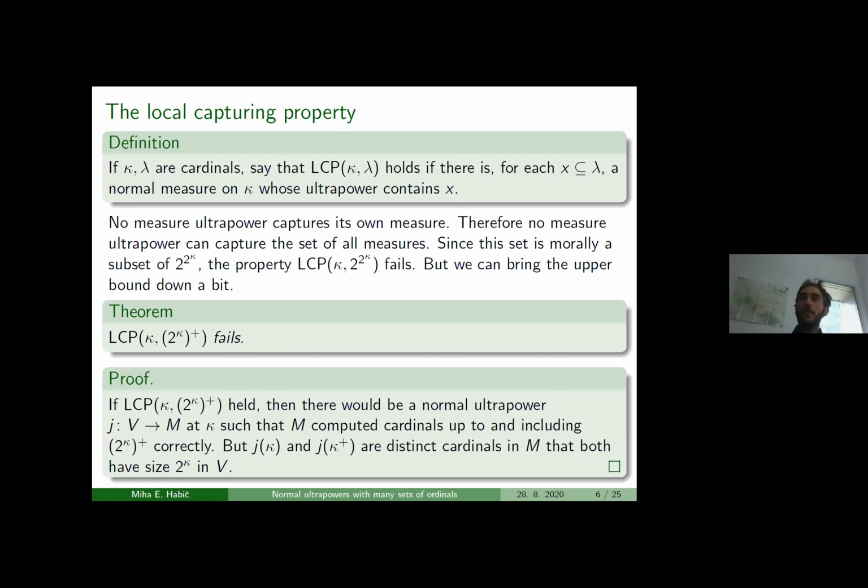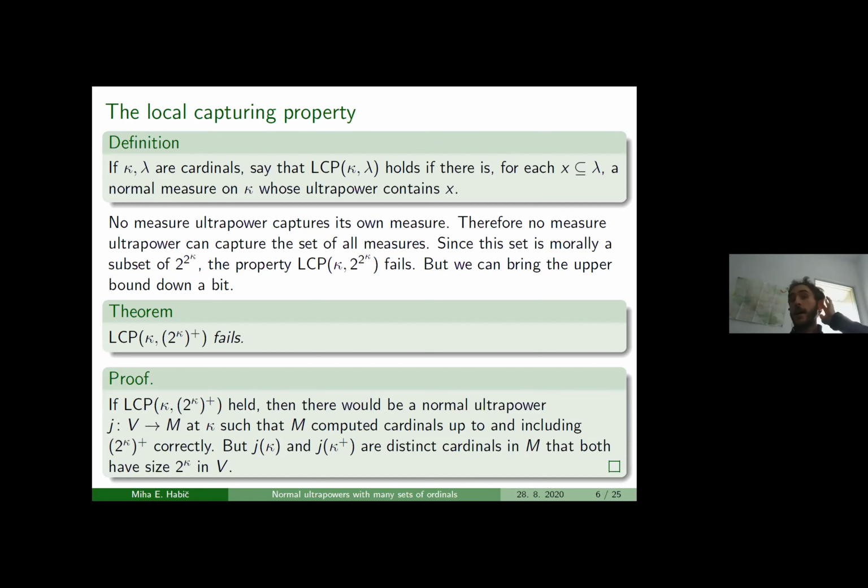So I can glue together a bunch of functions that witness that things that are not cardinals really are not cardinals. If I glue all of these together, I get a single subset of 2^(kappa^+). And if I try to capture that set in a normal ultrapower M, then M computes all cardinals up to and including 2^(kappa^+) correctly. But it's a fact that no normal ultrapower on kappa can be this correct. For example, if you look at the two ordinals j(kappa) and j(kappa^+), by elementarity, these are distinct cardinals in M, but in V, both of these ordinals have size 2^kappa. So if M was supposed to be correct about cardinals, then it should see that j(kappa) and j(kappa^+) are the same, but they are distinct as far as M is concerned.